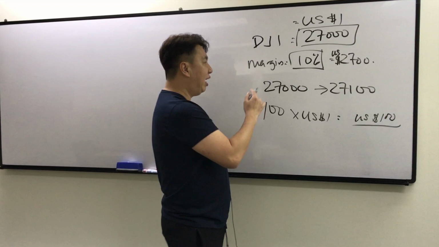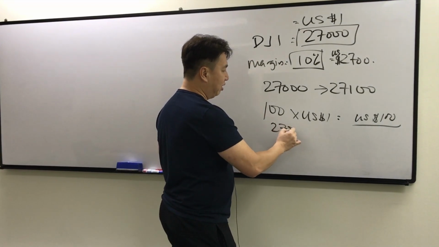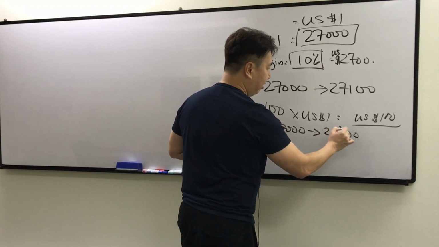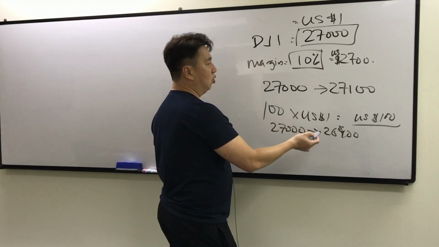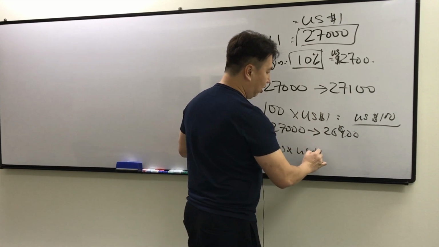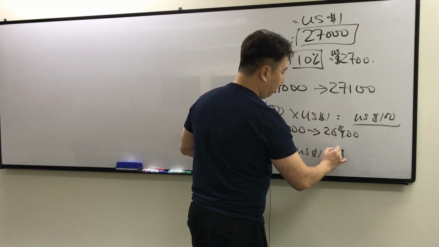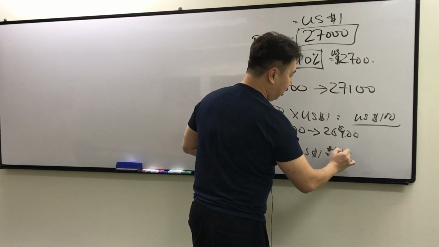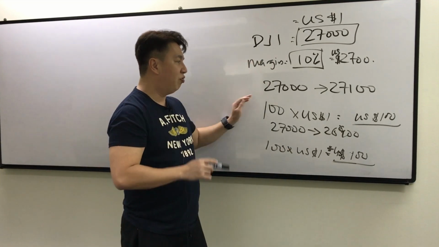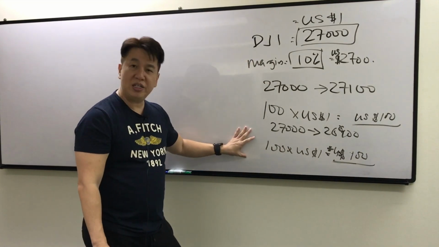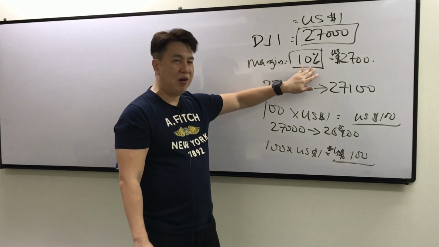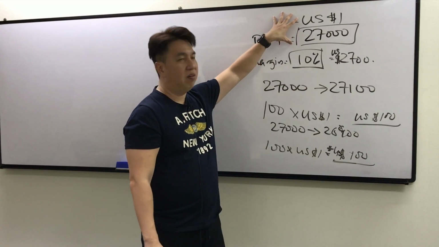Of course, on the other hand, let's say you buy at 27,000 and it goes down to, let's say, 26,900. Then what happens? In this case, you will lose 100 multiplied by US dollar $1, so you will lose US dollar $100. So this is how you calculate your profit and loss, based on the number of points. You need to put in the initial margin, which can be 5% or 10%, and calculate the contract size.